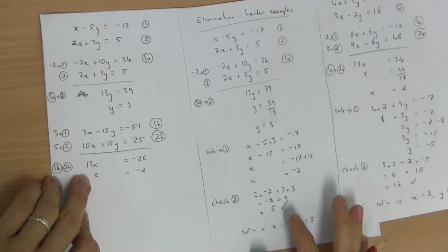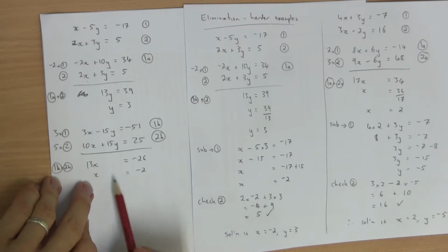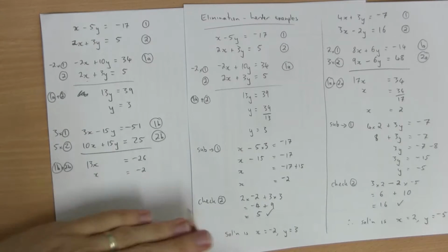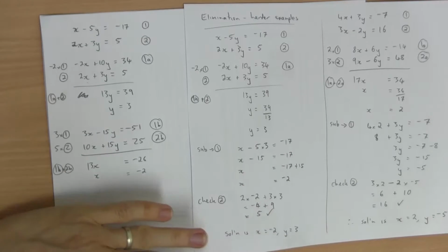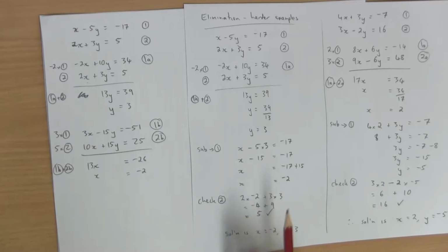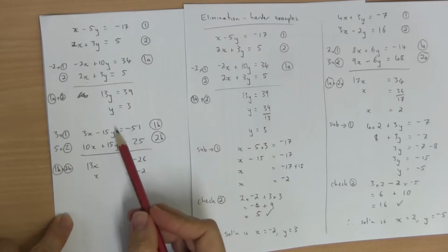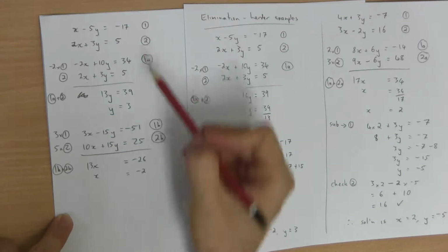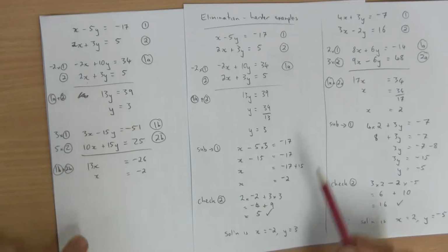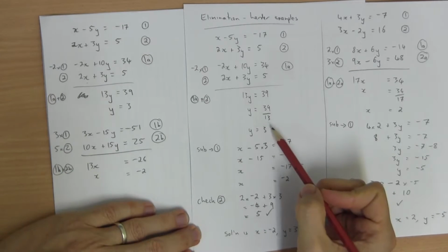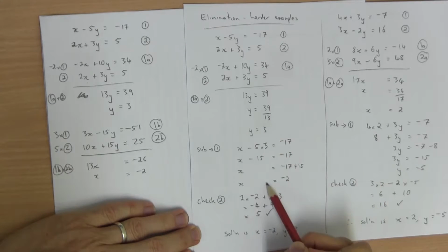I wanted to show you the comparison. We got here, and that took a few extra steps. So it really depends on what you like doing. If you like multiplying the equations to get common coefficients, you can solve it this way. If you prefer substitution, you can do one variable with elimination and then substitute to find the other.